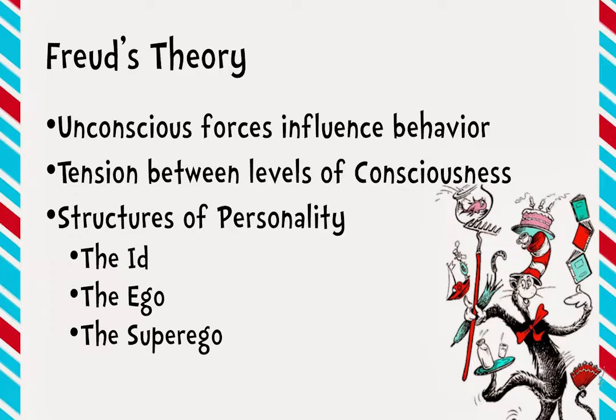Freud used three structures of personality to explain the struggling forces between the levels of consciousness. He called them the id, the ego, and the superego. The characters from The Cat in the Hat can be classified into these structures of personality.